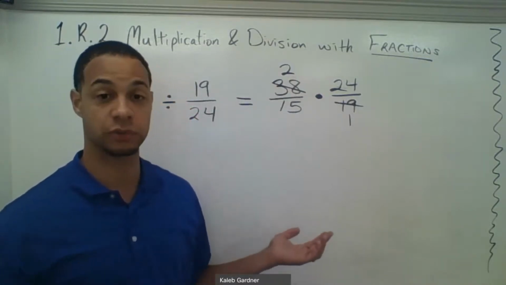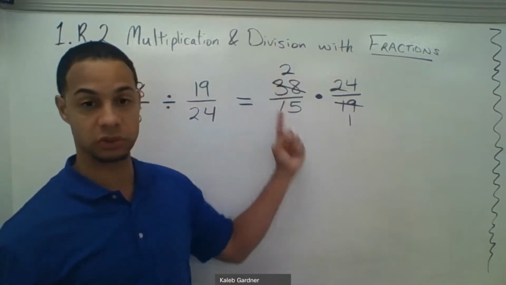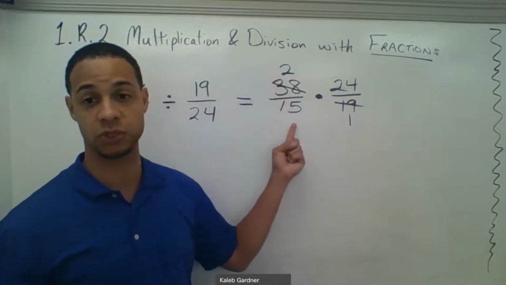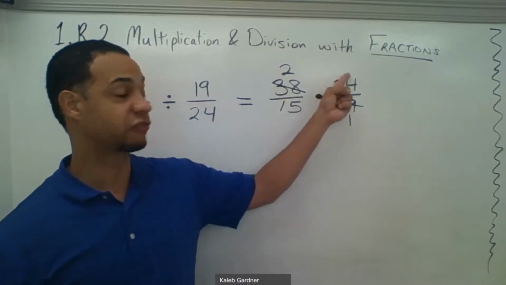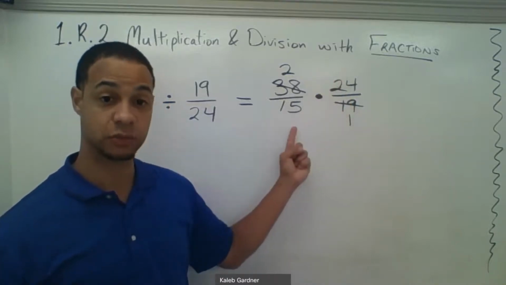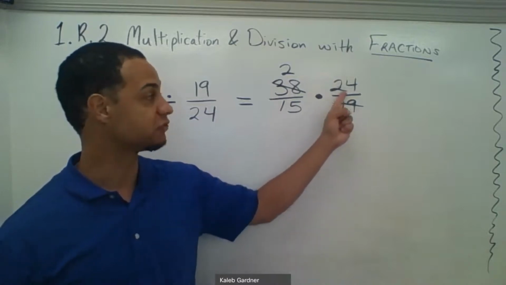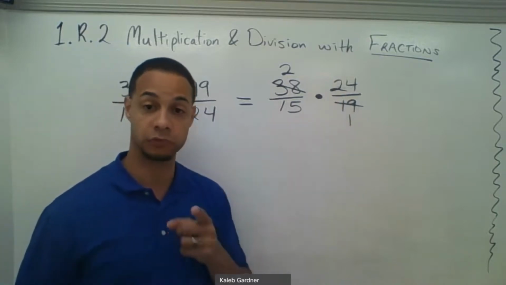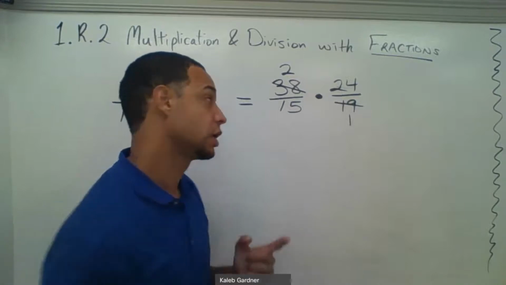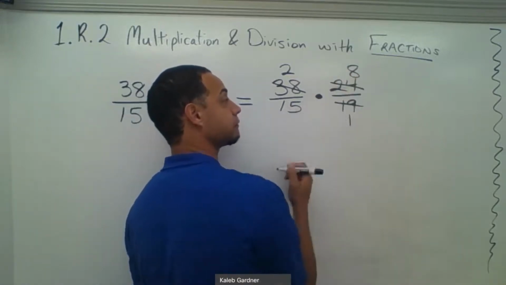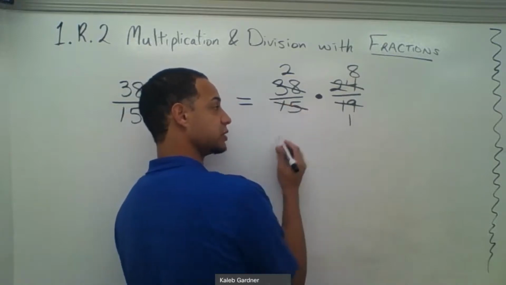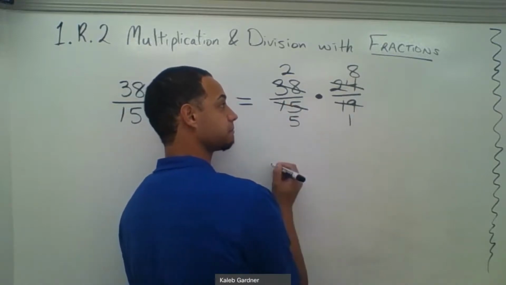Let's see if anything else can reduce. The 2 does not share anything in common with 15, which is 3 times 5. The 24, however, does with the 15. 24 and 15 can both be divided by 3, because 24 divided by 3 is 8, and 15 divided by 3 is 5.